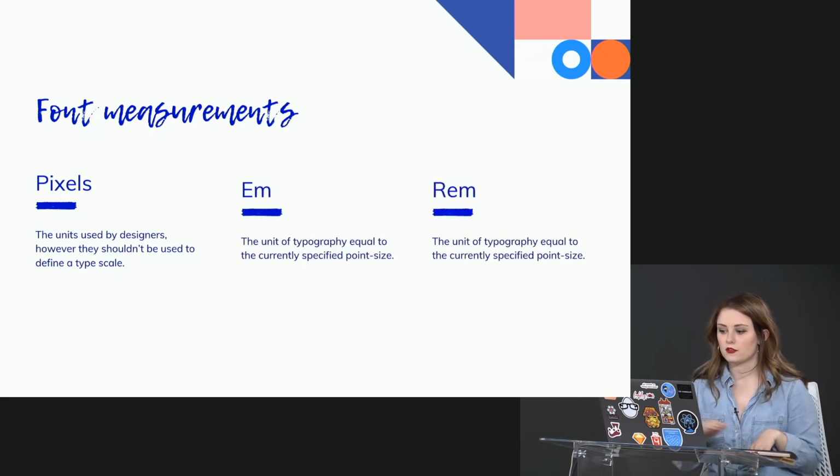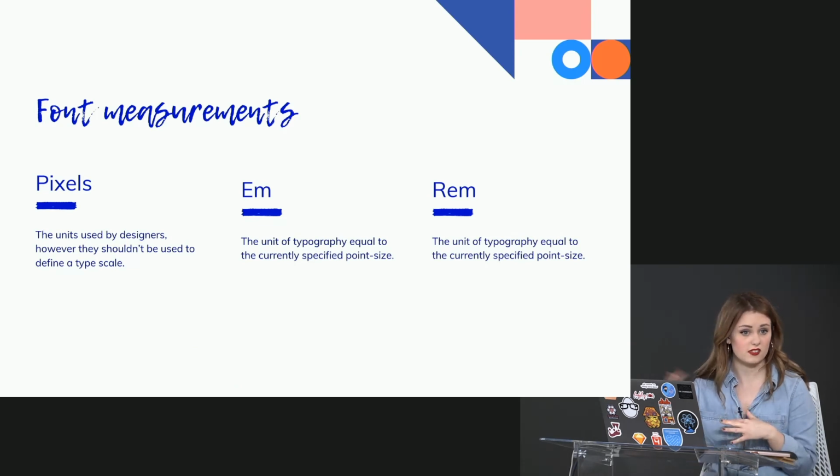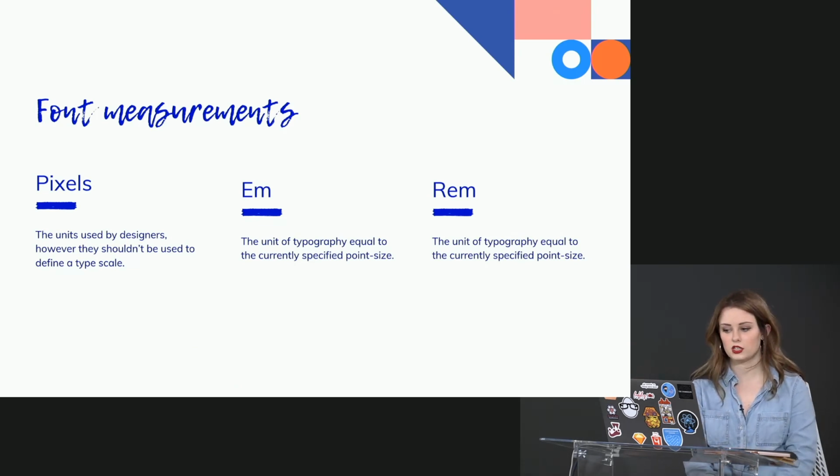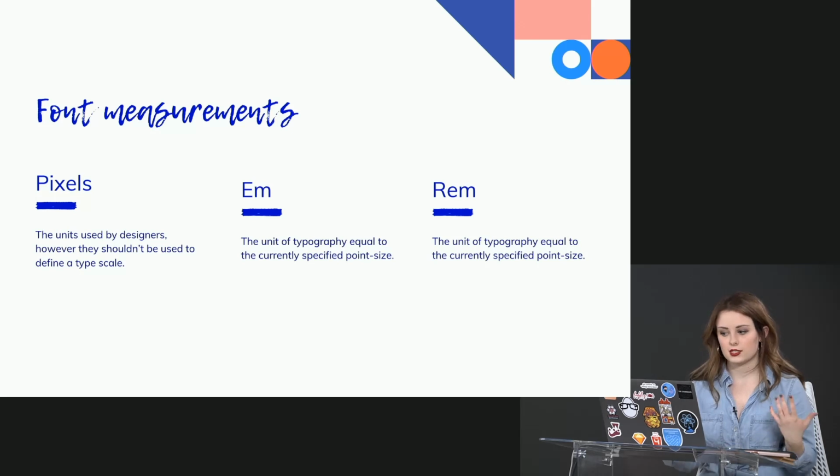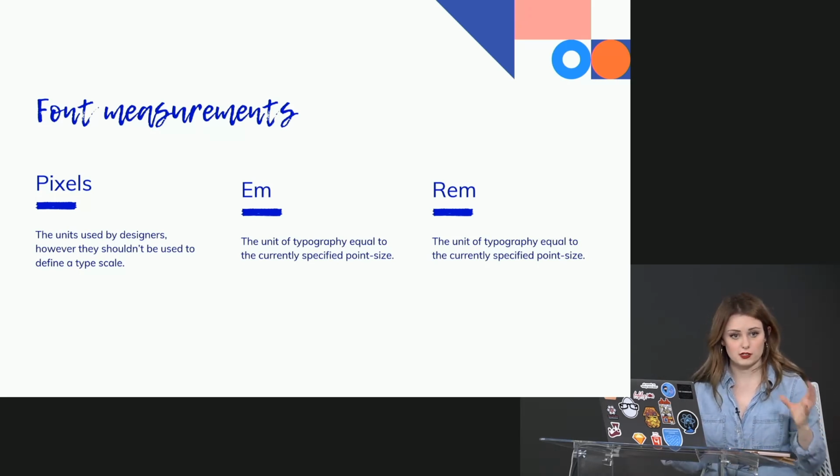We've got em and we've got rem. These are the relative units. Rem is actually going to be relative to the document body, I believe. It's either the HTML element or the body element. We're going to set this when we actually code our global styles today. Anything that we set a rem value on is going to be relative. So if we have 16 pixels on our HTML element and we set 1.2 rem on a text element, like a header, for example, it's going to multiply 1.2 times that base 16 value.